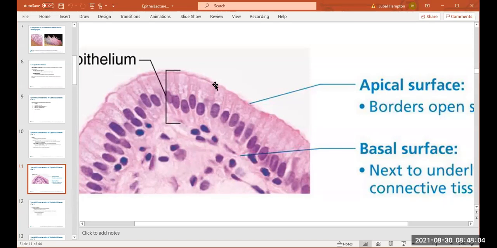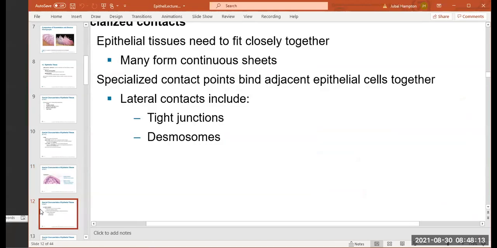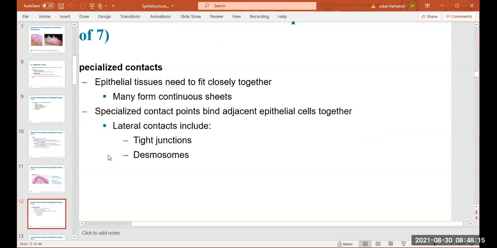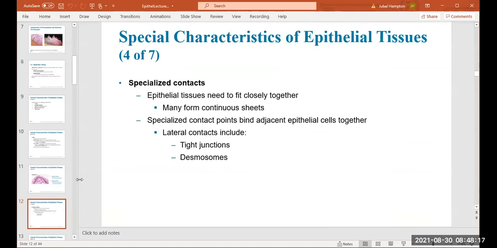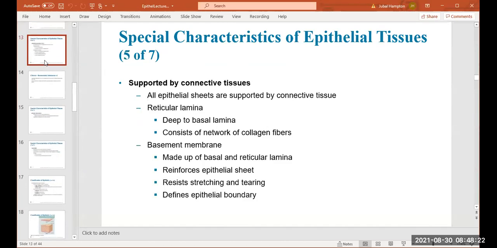The forms, as I've listed here on the lecture outline, are simple, stratified, pseudostratified, and transitional, and you will see here shortly the definitions of what it means.